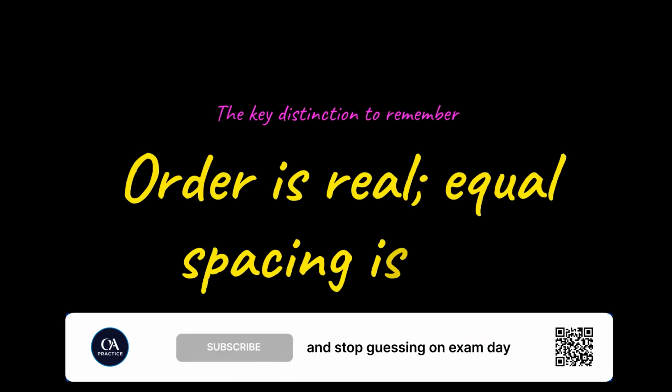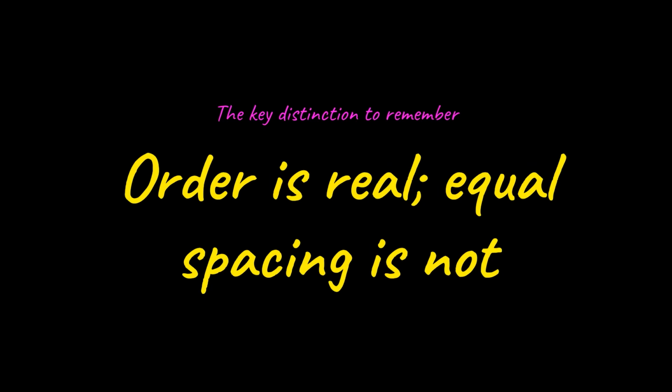Ordinal data guarantees rank, but not equal distance between values. When spacing between categories becomes uniform, the variable crosses into interval territory. Keeping that boundary clear is the central skill for measurement questions.